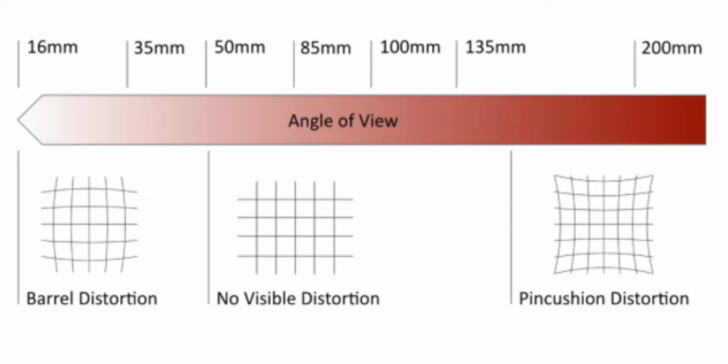On the other side of the spectrum, we have the telephoto lenses. These lenses have narrow angles of view. The further you move to the right, the more pronounced a pincushion distortion is going to become. Hopefully you can now see why portrait photographers don't often use lenses on the extreme ends of this spectrum. They just don't produce natural looking results.